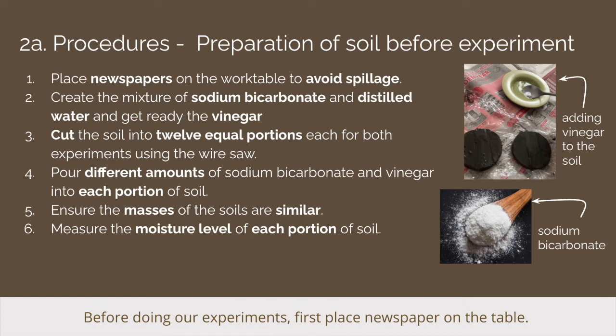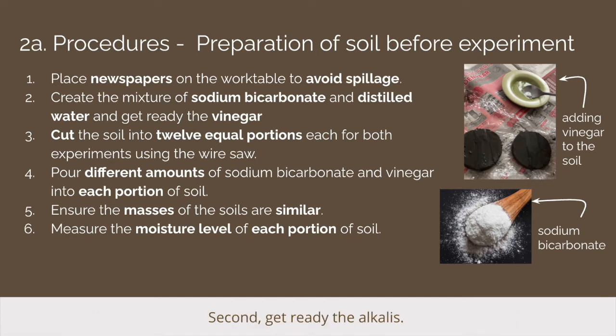Before the experiment, first place newspaper on the table. Second, get ready to alkalize. Third, cut the soils equally. Fourth, pour different masses of alkalize. Fifth, ensure the masses of soils are similar. Lastly, measure the moisture levels.